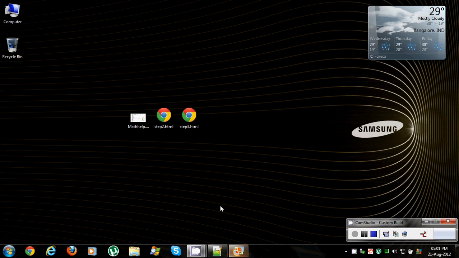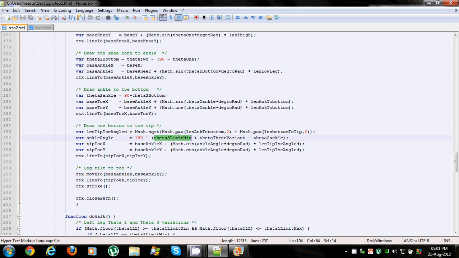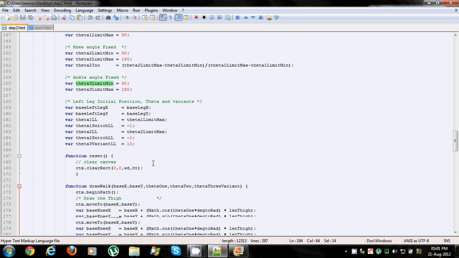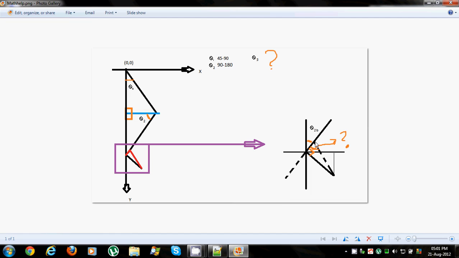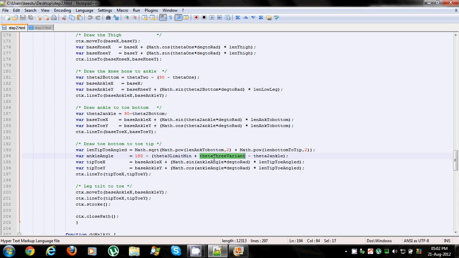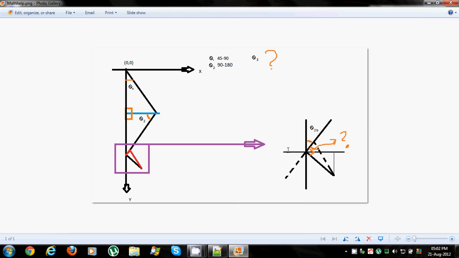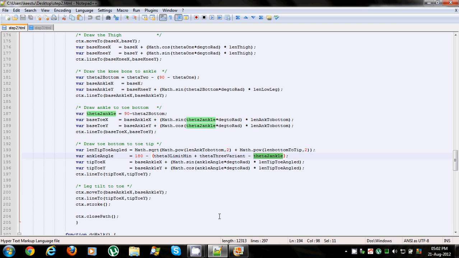So 180 minus the theta 3 limit minimum, 90 is the minimum limit. That is because this particular angle has to exceed 90 plus extra. So this is the tricky part of finding out. Plus the theta 3 variations of 15 degrees, minus the theta 2 angle already calculated on the other side. The 15 degrees will give me the offset of the theta 2b calculations. So this is the tricky part.